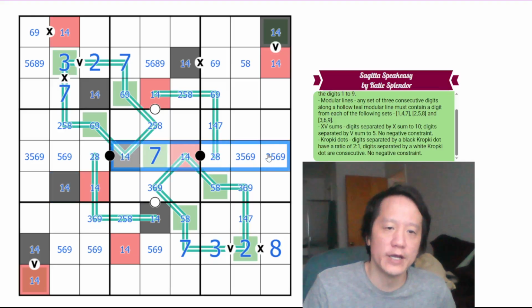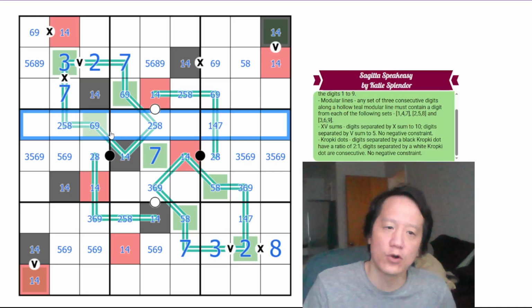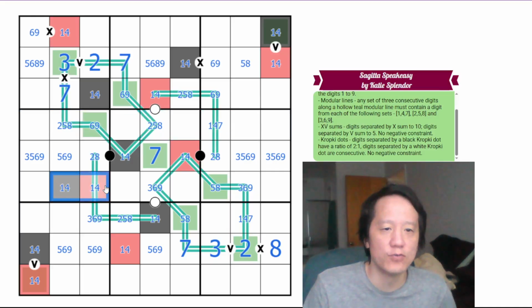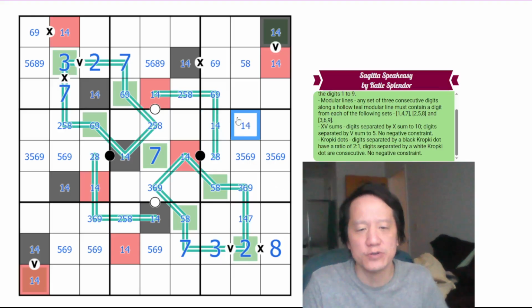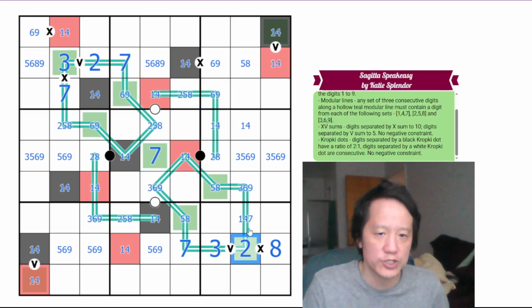where are the red and dark 1, 4s in row 4? Can't be here because of the 1, 4 pair in the box. Can't be here because of the 1, 4 pair in the box. And can't be here because of the 1, 4 pair in the column. So the dark and the red 1, 4 have to be these two cells, which means this can't be 7. This is also 1, 4 then. We don't know which one's which.